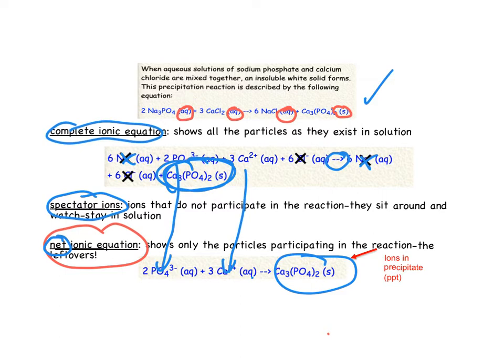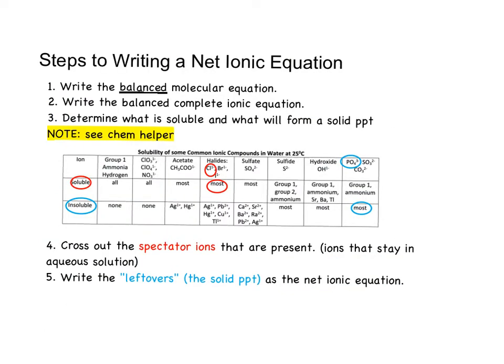So the question you're now probably asking is, how did I know that calcium phosphate formed a solid precipitate? It kind of makes sense, but how do I determine which of those things are in aqueous solution? In other words, which are the spectator ions and which things are going to form the solid precipitate? Those are the things that are represented in the net ionic equation.